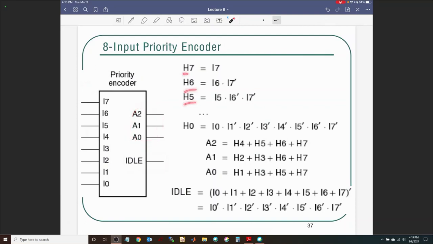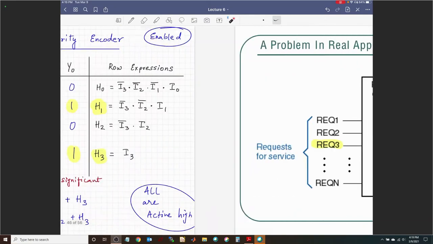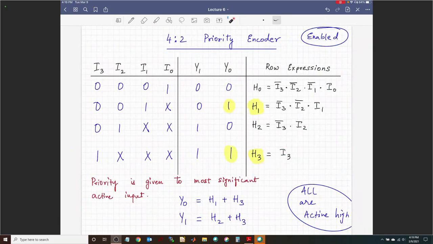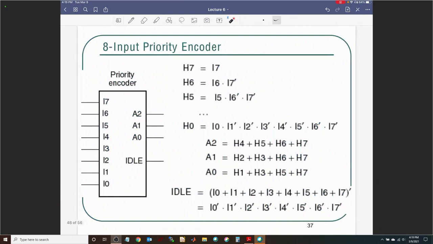H, as we did, is reflecting a row expression. We did it for a smaller size. Now you have a bigger size. So H7 is I7. In our case, we stopped at H3, which was just I3. But if you see the pattern here, how this is going backwards: I3, followed by I3 complement I2, followed by I3 complement I2 complement I1, and all the way back until you get I0. That's exactly what is happening over here. I7, I7 complement I6, I7 complement I6 complement I5, all the way down to H0, in which you get I0. So those are your row expressions that are dependent on the 8 inputs, followed by the expressions for the outputs.